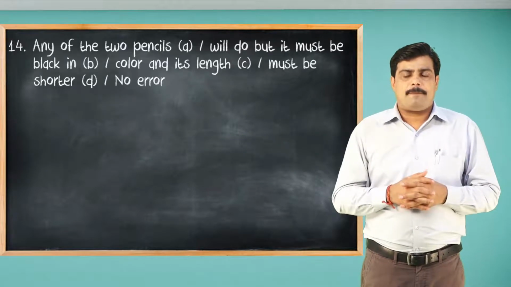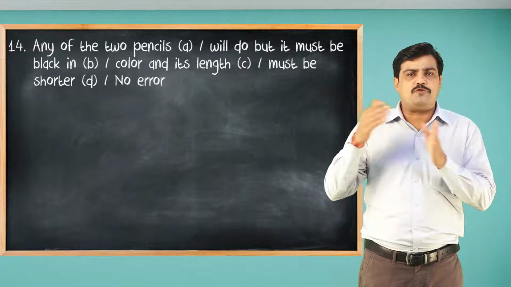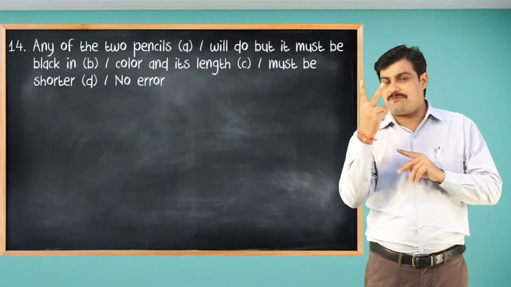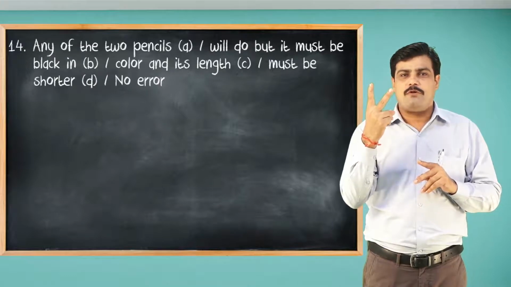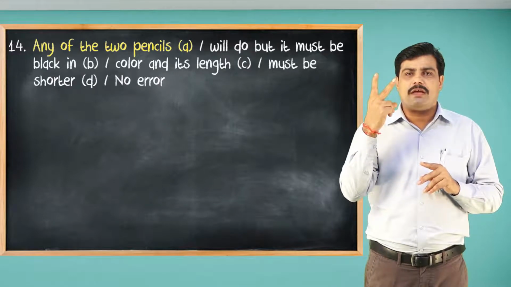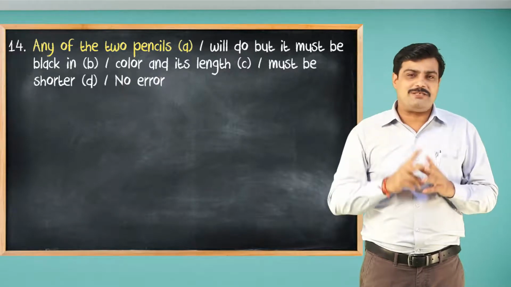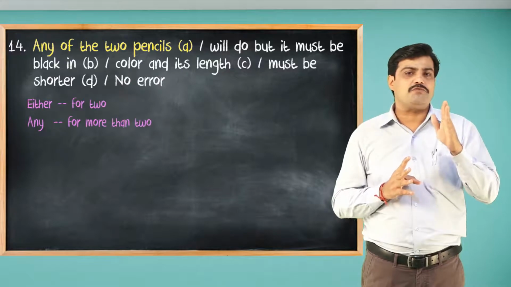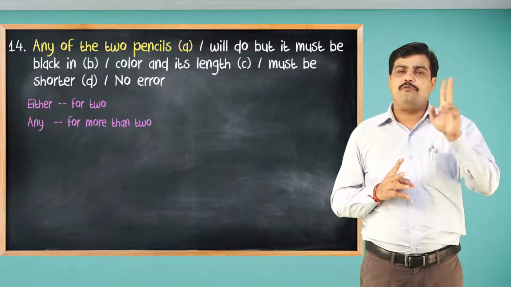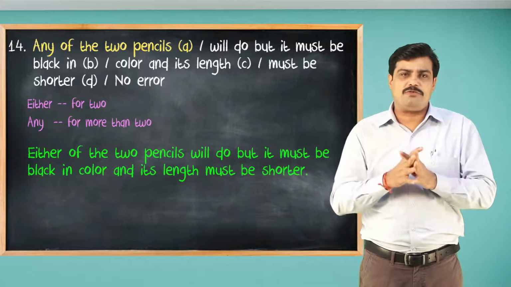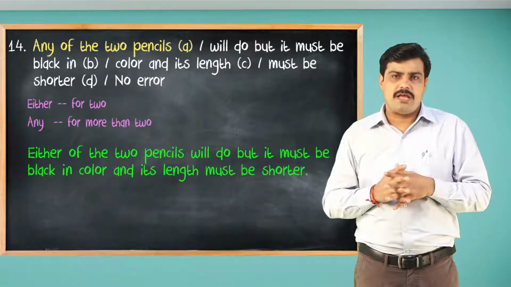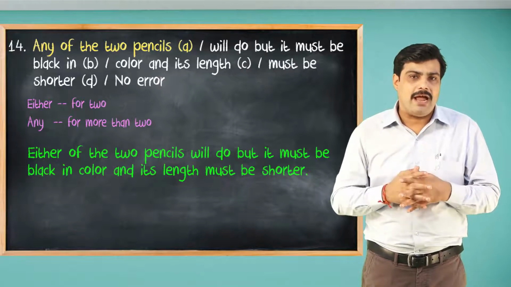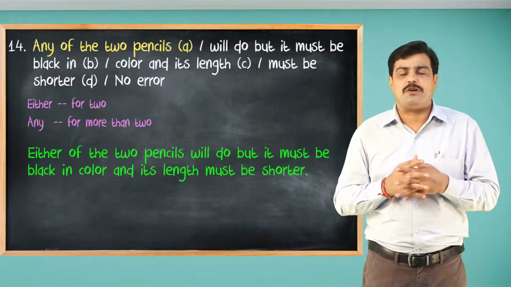Now let us see another sentence, any of two pencils. Now the sentence is wrong in the beginning. Any of the two pencils. For two we use what? For two we use either. So part A is wrong. The use of any is wrong in this sentence because any is used for more than two, and for two we use either. So the sentence should be, either of the two pencils will do, but it must be black in color and its length must be shorter.